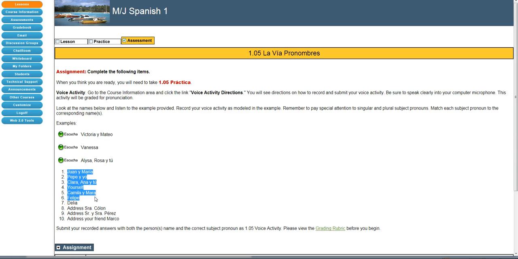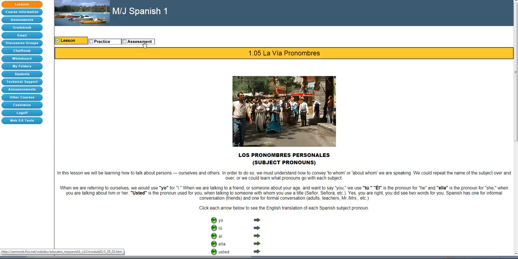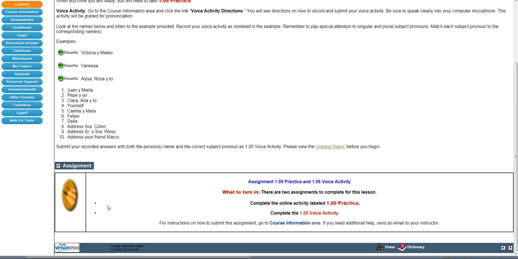So you're going to do all 10 of those and pay particular attention down to the bottom here. Remember what I said about what it means if you address someone, that means you're talking to them. So if you're going to address Señora Colón, you're saying you to her, but remember there are 3 different kinds of yous, and if you don't remember what they are, you click back to the lesson tab so you can see those. Thank you very much. Make sure you submit your practica and your voice activity for 1.05.